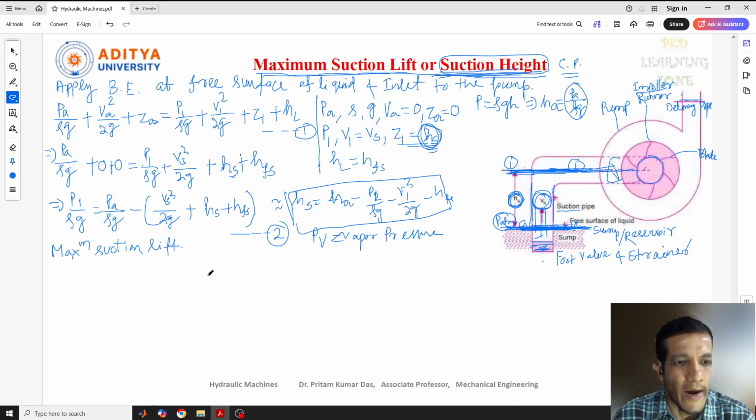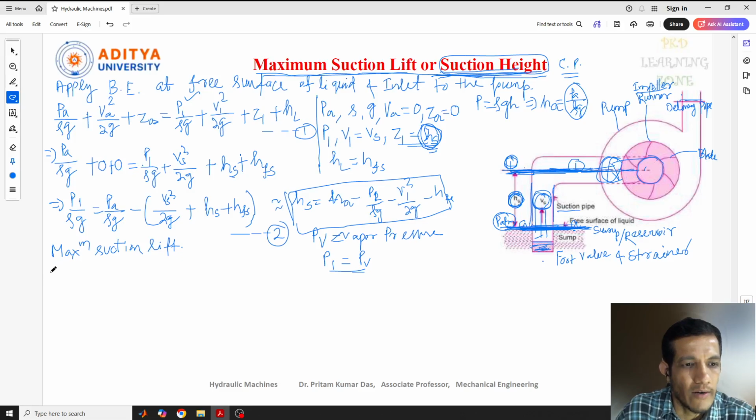So to find out this maximum suction lift, what is the pressure at the inlet of the pump, at this point? Because this is the inlet of the pump. That should be equal to the vapor pressure of the liquid. So I can write P1 equal to PV, where P1 is the pressure at this point at the inlet of the pump. Both should be equal. Now, on behalf of P1, I can write PV.